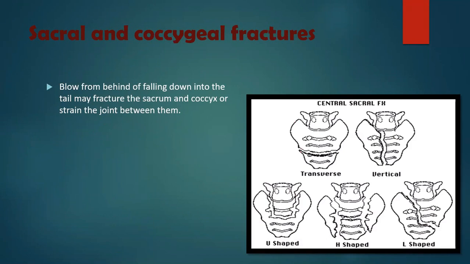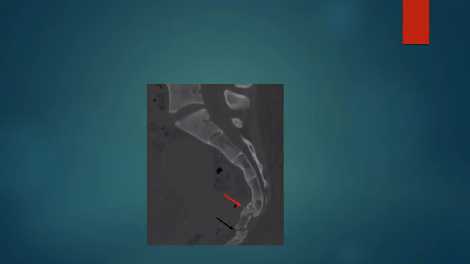We can classify the sacral fracture according to its pattern: either transverse, vertical, U-shape, H-shape, or L-shape. It's usually associated with disruption of the nerve plexus, the sacral plexuses, and the sympathetic and parasympathetic nerves. Usually it presents with some kind of urogenital dysfunction or sphincter dysfunction.